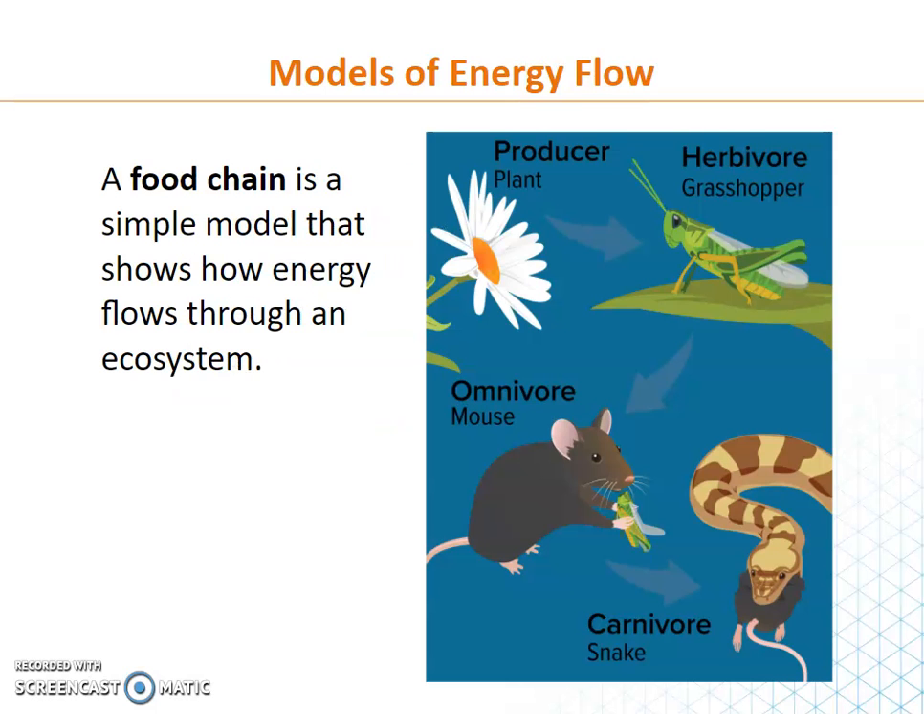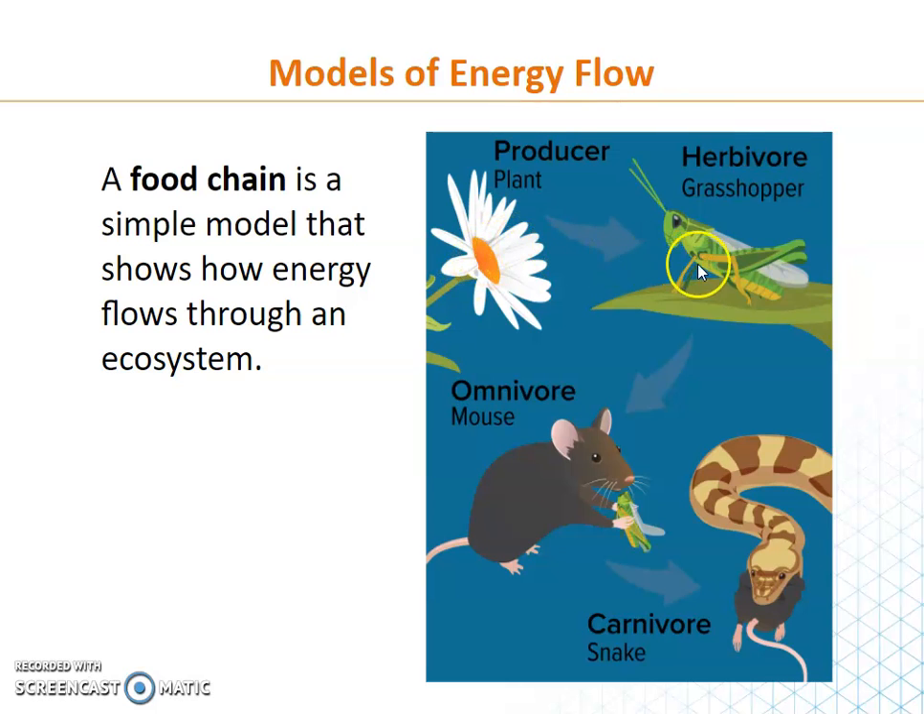All right, here is a food chain. It is a simple model that shows how energy flows through an ecosystem. So our plant up here, this flower, gets its energy from the sun. It then goes through photosynthesis and creates glucose or sugar, and it uses that for energy.